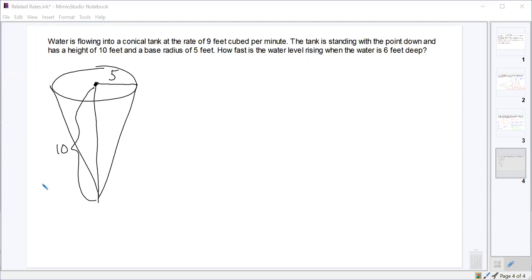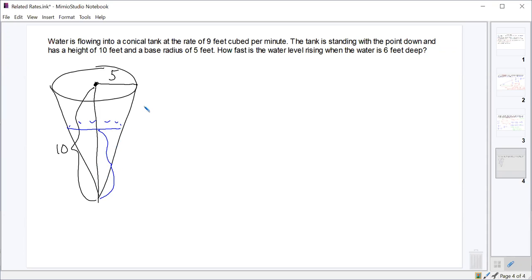And then what we have is we have water filling up through the tank, right, at some point, right? We've got a cone of water within the cone. And we want to know how fast the water level is rising. So how is the depth of this changing when this height is 6? So is this 6 right here changing as we fill the tank? No.